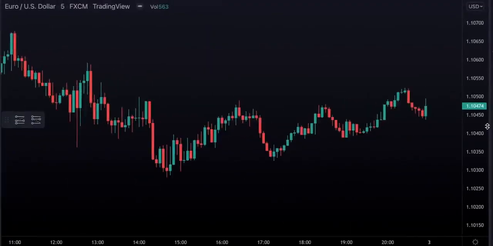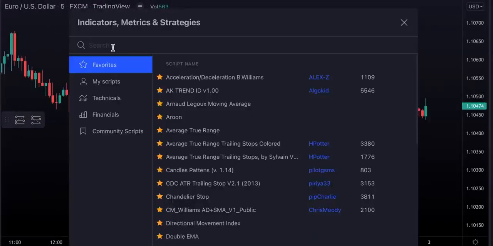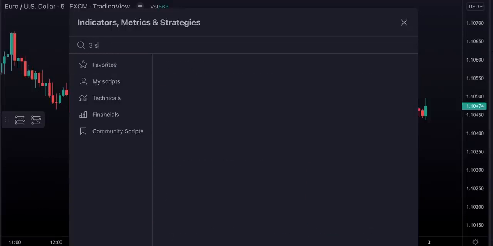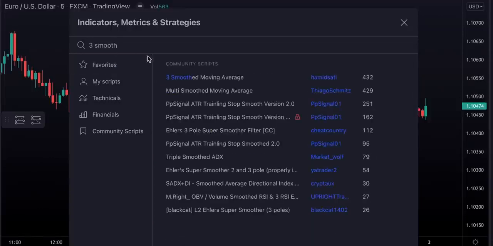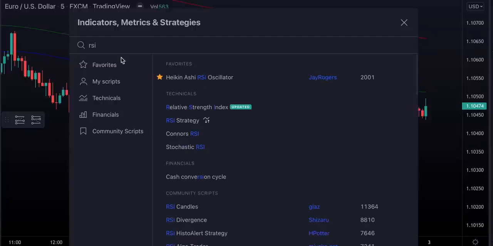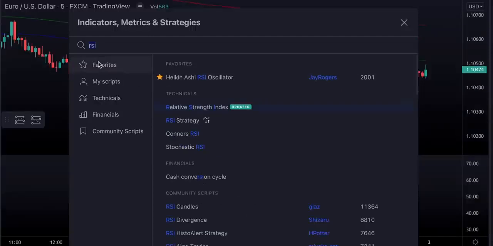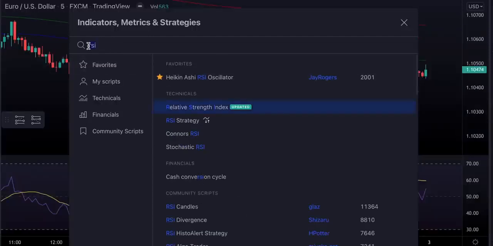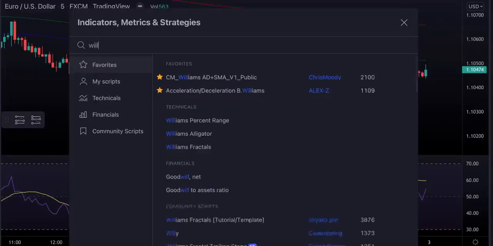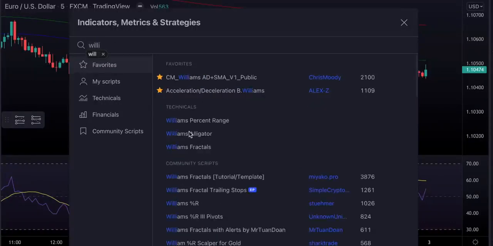We're going to do our backtesting on Euro USD 5-minute chart, and for this strategy we're going to need 3 indicators. For our first indicator, we're going to need 3 smoothed moving averages. This one right here by Hamid Safi. For our second indicator, we're going to need RSI, Relative Strength Index. And for our third indicator, we're going to need Williams Fractals. This one right here.